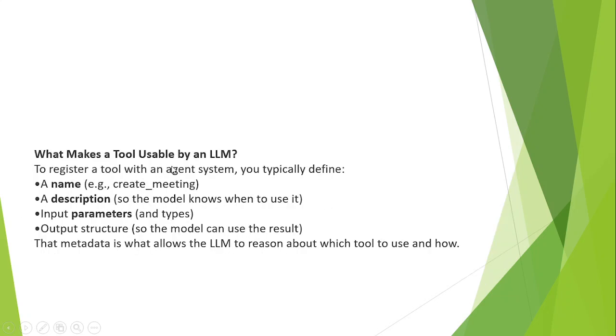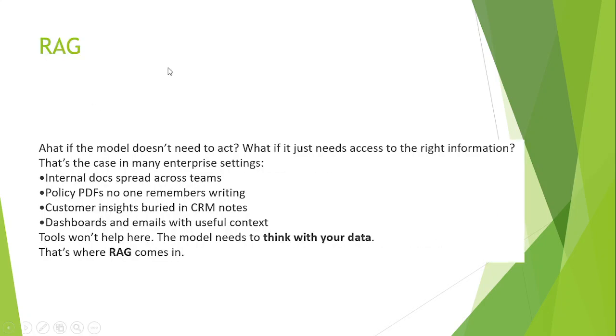So what makes a tool usable? To make use of the tool, I have to define the name, description, the input parameters, and what will be the output structure. For any function that we have, we will have the name, what parameters it is looking for, what output is expected, and what it is supposed to do. Like that only we define any tool in an LLM.